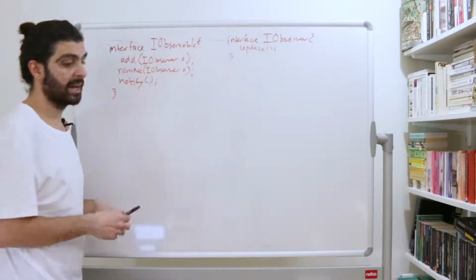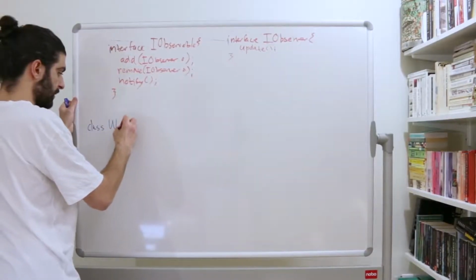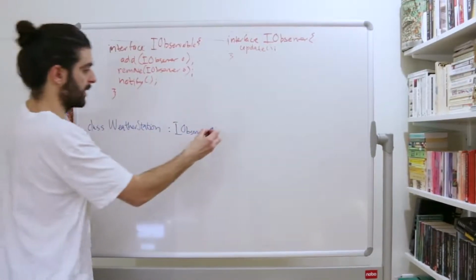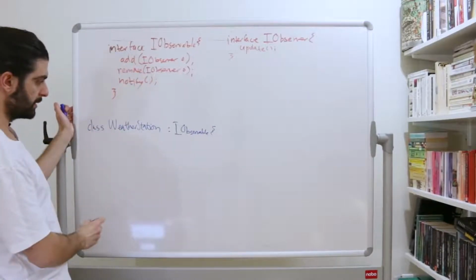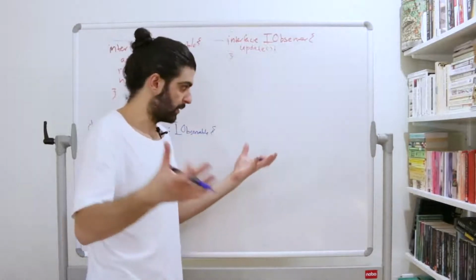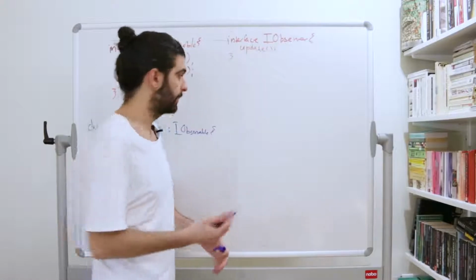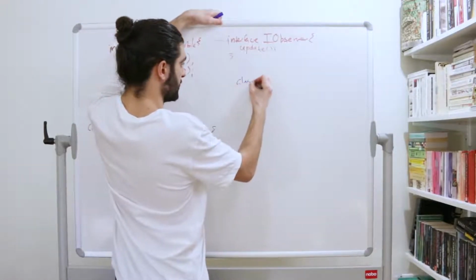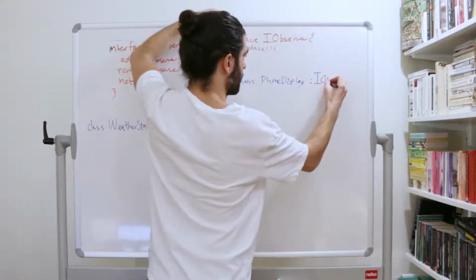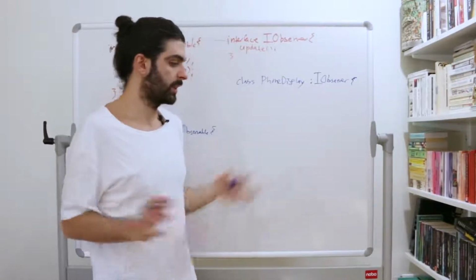The weather station implements the iObservable interface. Let me switch colors. So we have a class called the weather station and it implements the interface iObservable. We'll add those methods, but let's first do the next class. Let's only do the phone display, and then I think you can figure out that the window display or whatever other display you want to produce is essentially the same thing. So then we would have another class called a phone display, which implements iObserver.